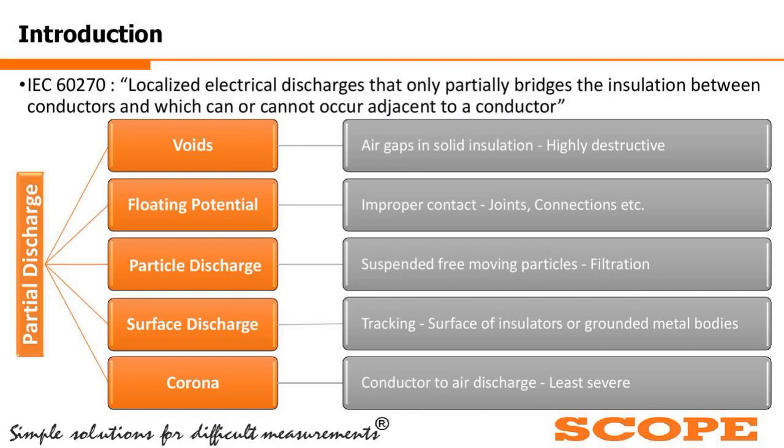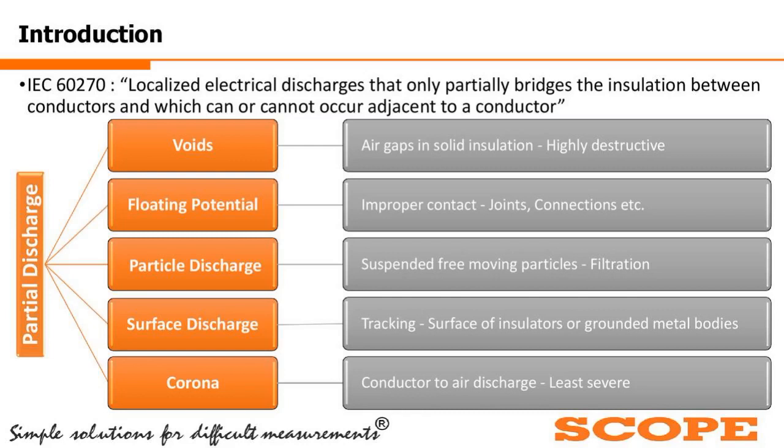And last but not least is corona. Now there are two fraternities: some people say corona should not be considered a PD, and some say it should. Those who say it should not argue that corona is a physical phenomenon of high voltage and cannot be stopped, so it should not be considered a partial discharge. But the other fraternity says that although corona cannot be stopped, it can be controlled, and it has to be controlled.